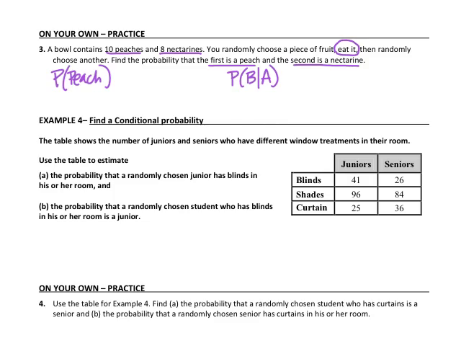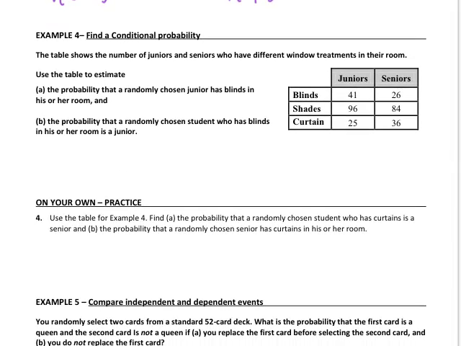And then for example 4, we're going to need to take a look at this table over here. It shows the number of juniors and seniors who have different window treatments in their room. Use the table to estimate A, the probability that a randomly chosen junior has blinds. Okay, so we need to pay attention to juniors that have blinds. And then we also need to find the probability that a randomly chosen student, okay, it doesn't say a specific grade or junior or senior, it just says student who has blinds in his room or her room is a junior. Okay, so we kind of need to total up the columns here as well as the rows.